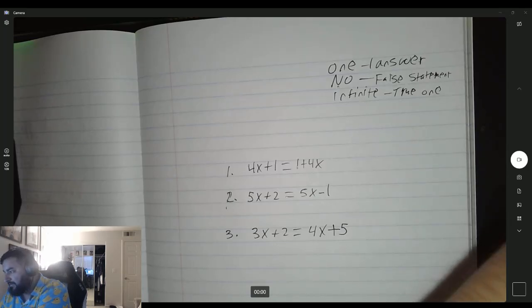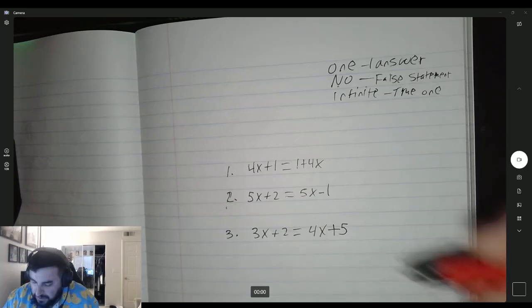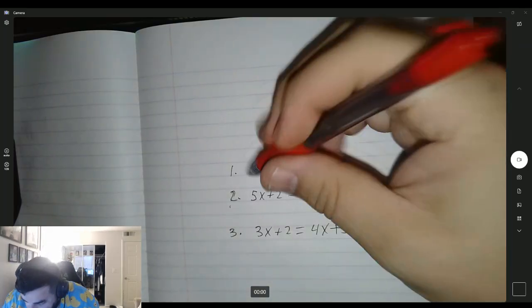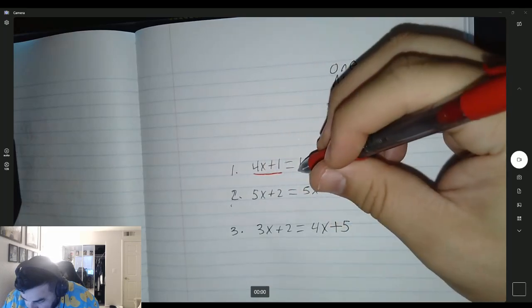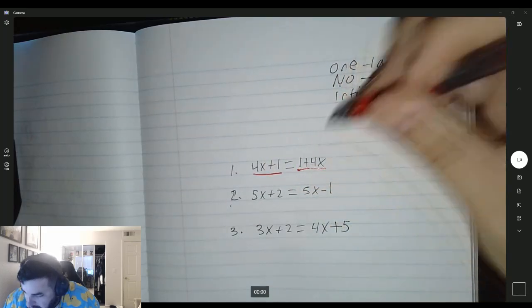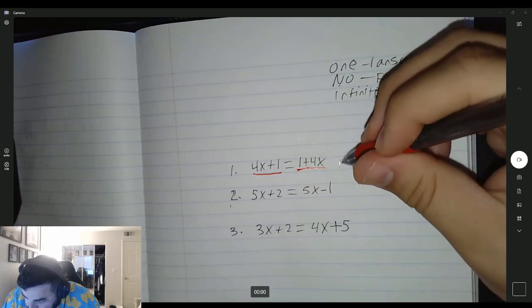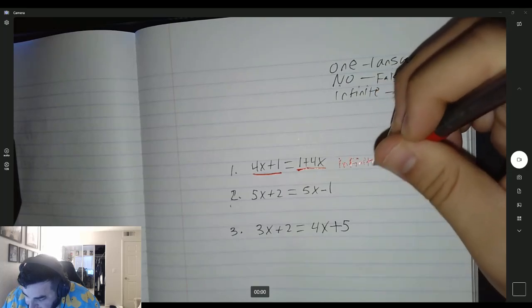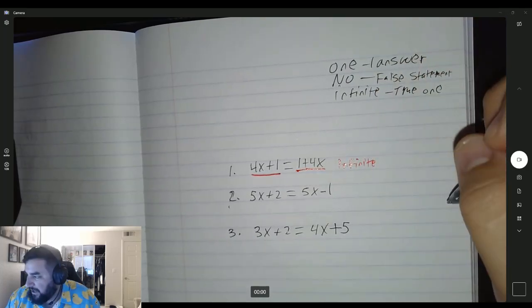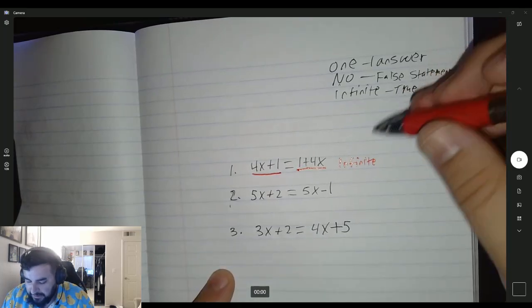Okay, it looks like you unpaused, so let's go over it. So 4x plus 1. Whoa, look at this side. There's a 4x plus a 1 too. I know this is infinite because both sides are identical. They're the same. Okay? So this is infinite.